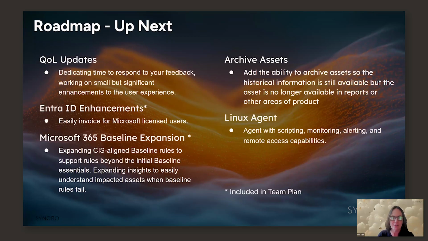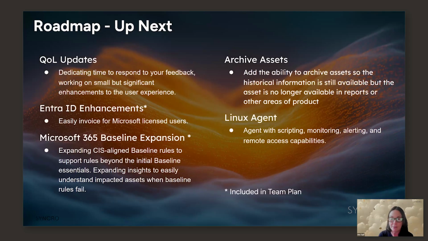So on the up next view of the roadmap, quality of life updates. This will be a standing item every single month. We'll have a page full of updates for you on all the things we're doing that are probably below the level of a big feature, but still really meaningful and will hopefully help improve your everyday experience. We'll be enhancing Entra ID to make it much easier to invoice for those microsite licensed users. We're also looking at expanding our baseline support coming up next so that we can expand beyond our initial set of rules and understand how to remediate for those.